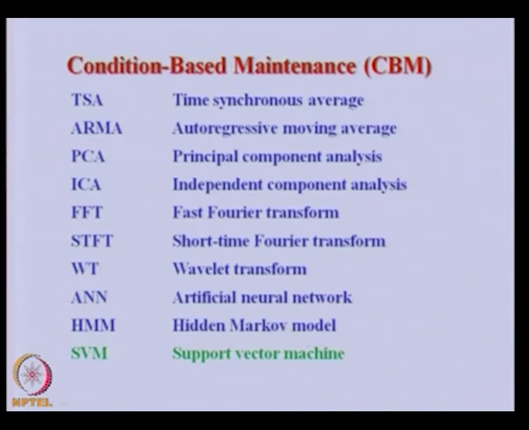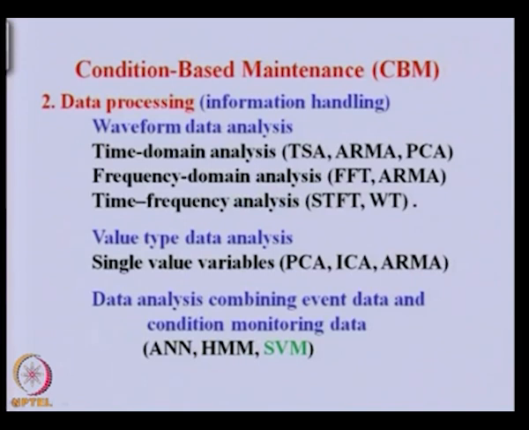So these are various techniques by which we can process the data, and we can have some kind of expert database with us. Then data analysis combining event data and the condition monitoring data. So both event and condition monitoring data we can combine, because that is very important information. So various artificial intelligence data processing techniques are there. These are the techniques which I will describe in the subsequent slide. So these can be used for processing the data to take out information from the enormous amount of data which comes from the machinery.